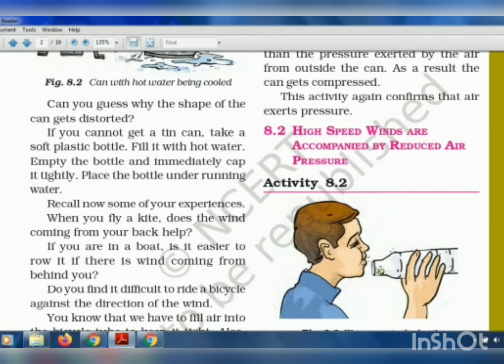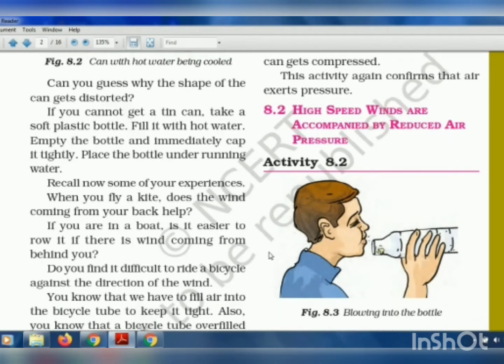Now, the next topic is that high speed winds are accompanied by reduced air pressure. It is said that wherever the wind is flowing with a very high speed, at that place the air pressure is very low. Now, how can we prove it using an experiment or an activity?